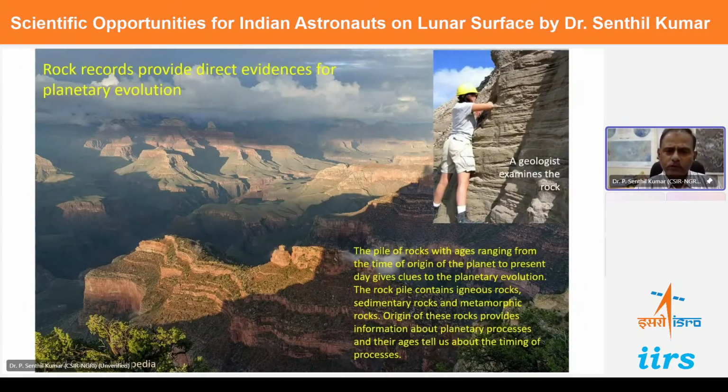Because we have to do geology and geophysics of the moon, we have to deal with rock materials. For example, on Earth, here you see the layers of rocks, which provide a lot of insight into how the planet formed and how it evolved over a period of time. For example, you deal with igneous rocks, sedimentary rocks, and metamorphic rocks. Similarly, we also look at similar types of rocks on the moon and study the geology.